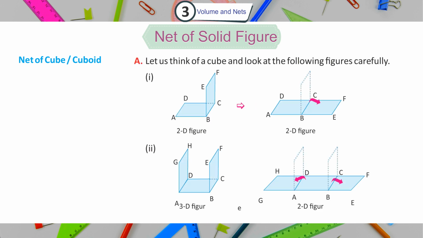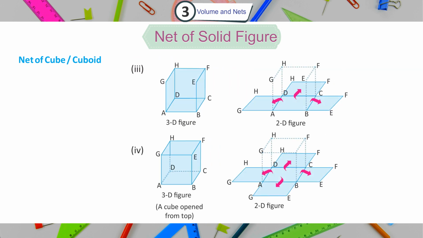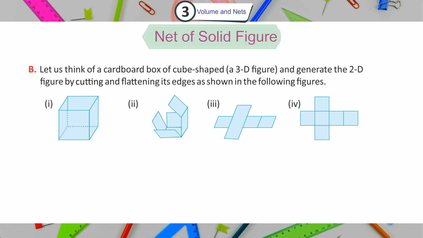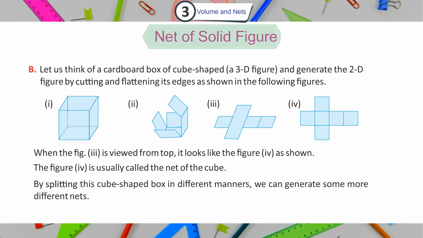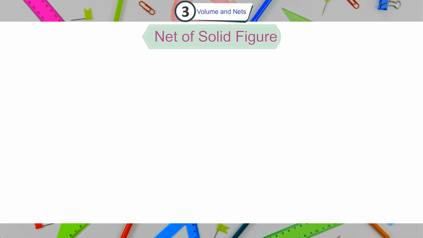A. Let us think of a cube and look at the following figures carefully. B. Let us think of a cardboard box of cube shape, a 3D figure, and generate the 2D figure by cutting and flattening its edges as shown in the following figures. When figure 3 is viewed from top, it looks like figure 4 as shown. Figure 4 is usually called the net of the cube. By splitting this cube-shaped box in different manners, we can generate some more different nets.